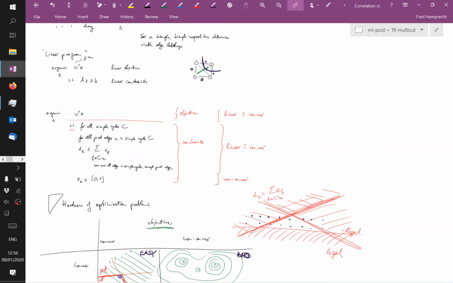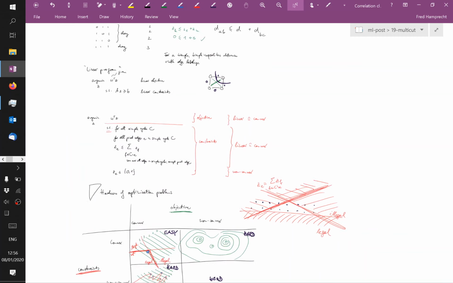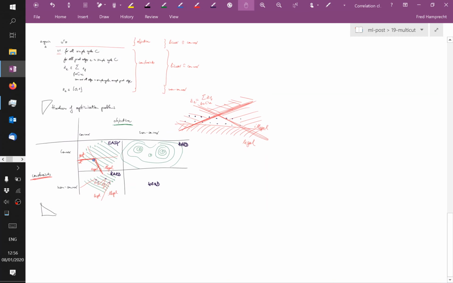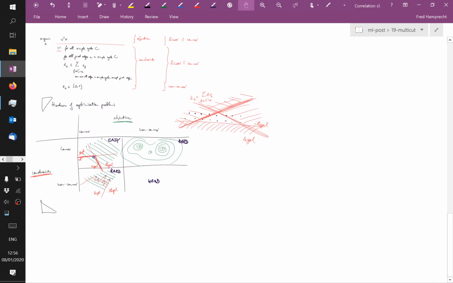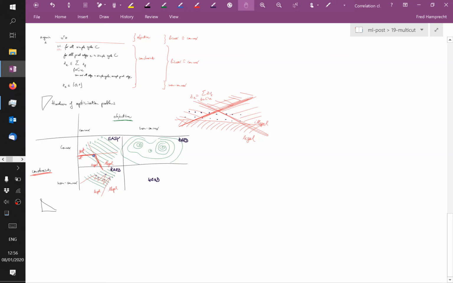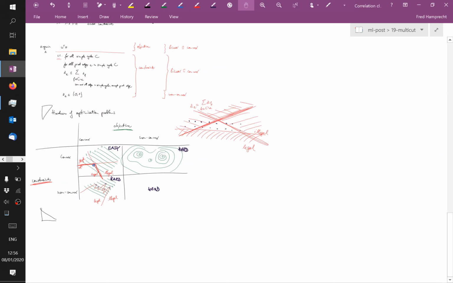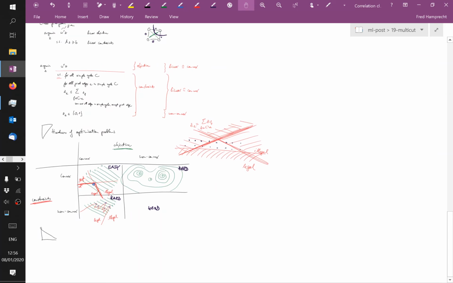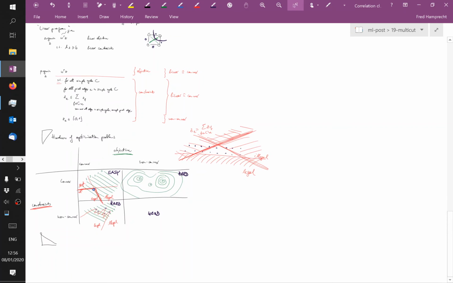Okay, so this class of optimization problems, linear programming, is a really important class of optimization problems. And importantly for you, you can find ready-made solvers for linear programming.